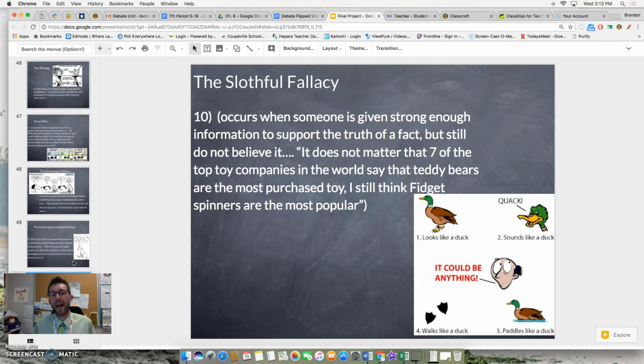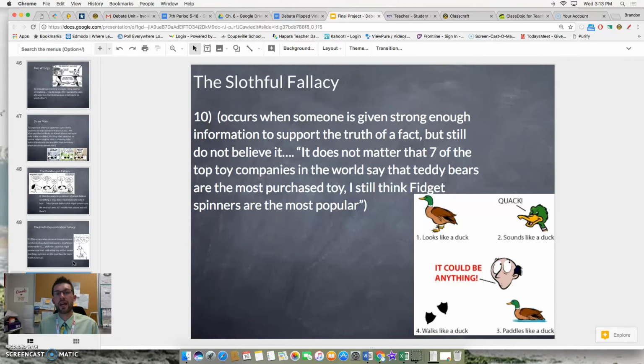The slothful fallacy occurs when someone is given lots of strong information to support some truth, but they still don't believe the truth. So, for example, our previous guys we talked about are fictional, Miles, Michael, Cody, Jake.